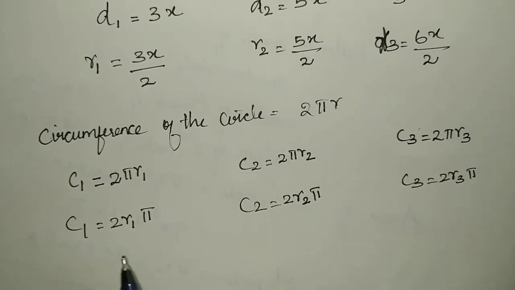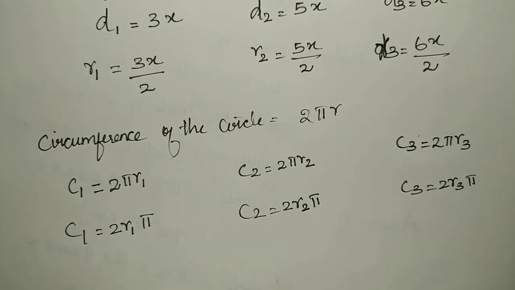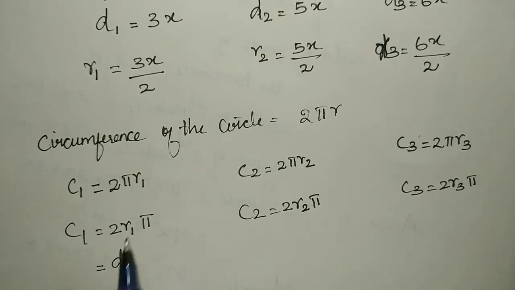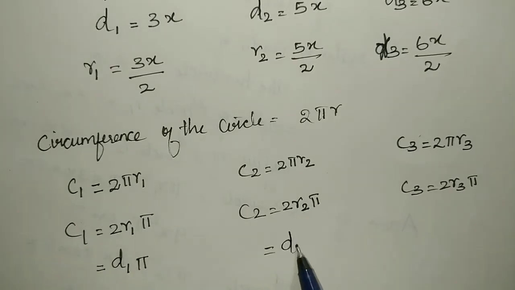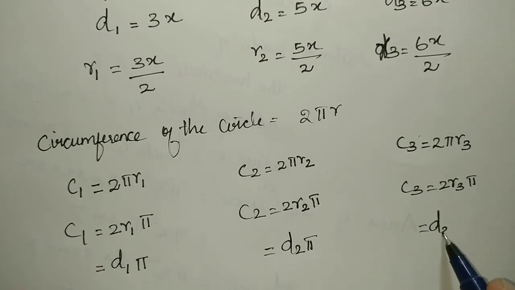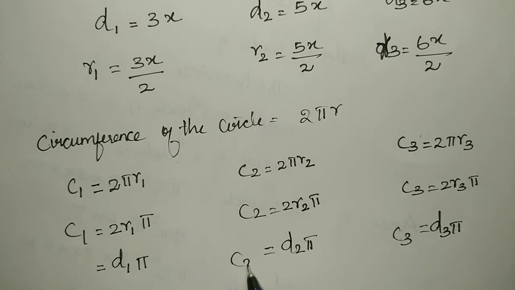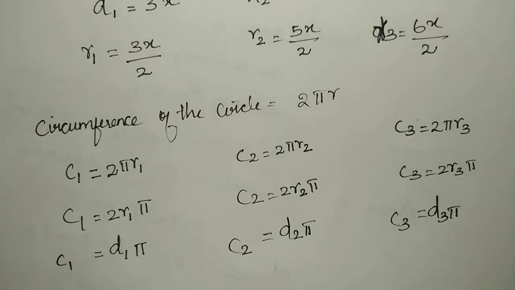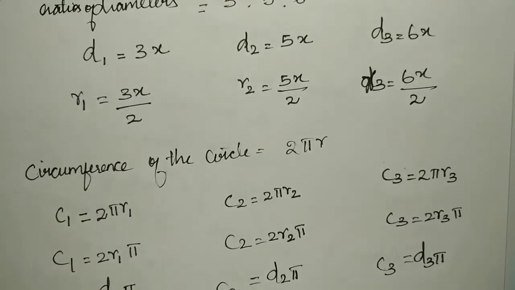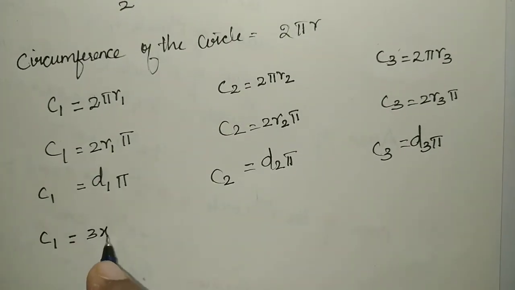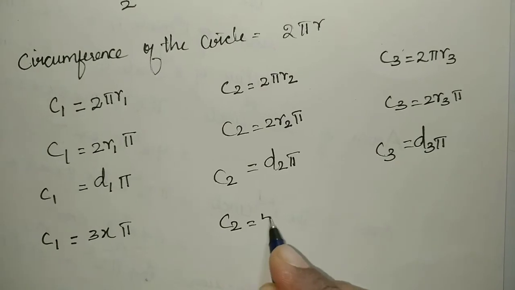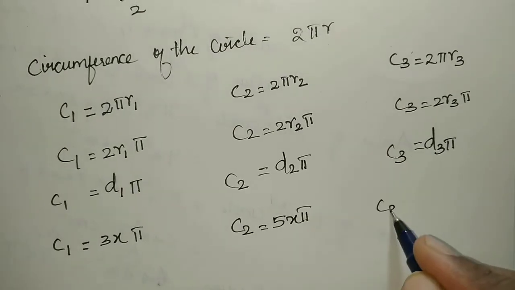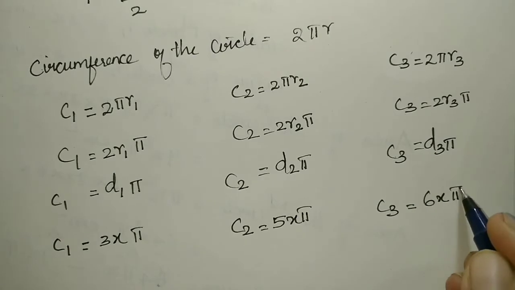What is 2r? 2r is the diameter. Yes or no? 2 into radius is diameter. Here it is given 2r1. That means d1. So 2r1 pi is d1 pi, d2 pi, d3 pi. So C1 is equal to, what is d1 given in the question? 3x pi. C2 is equal to 5x pi. C3 is equal to 6x pi.